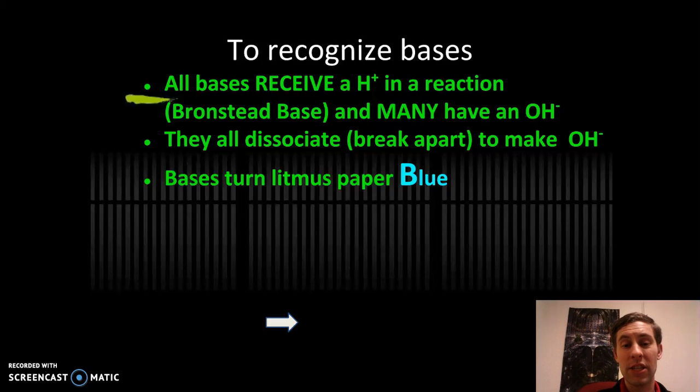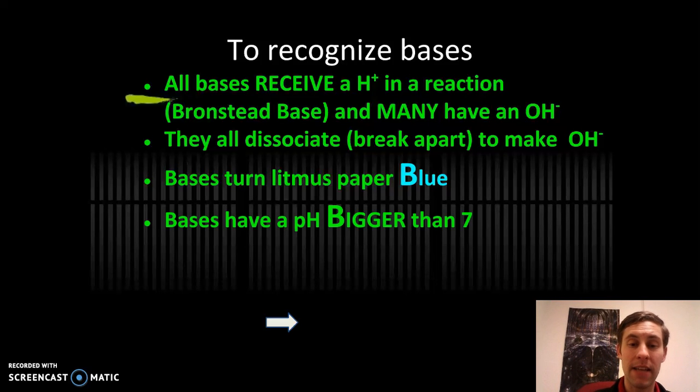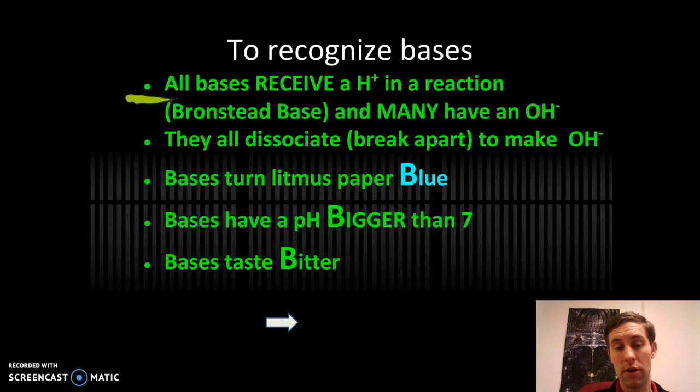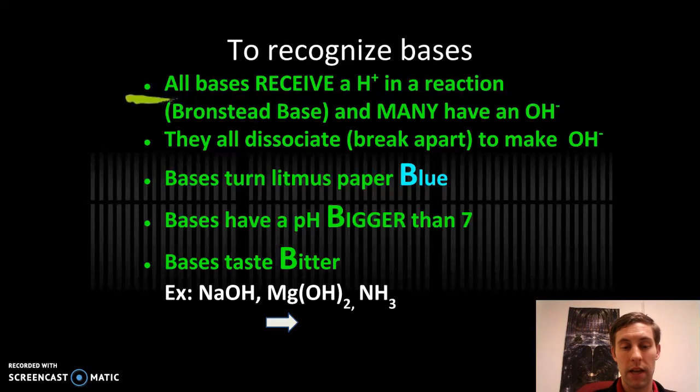Facts about them: bases will turn litmus paper blue. So bases will turn blue. Bases have a pH bigger than 7. And bases taste bitter. So a lot of alliteration here. Bases blue, bases bigger than 7, and bases taste bitter. Examples are sodium hydroxide, magnesium hydroxide, and then ammonia.